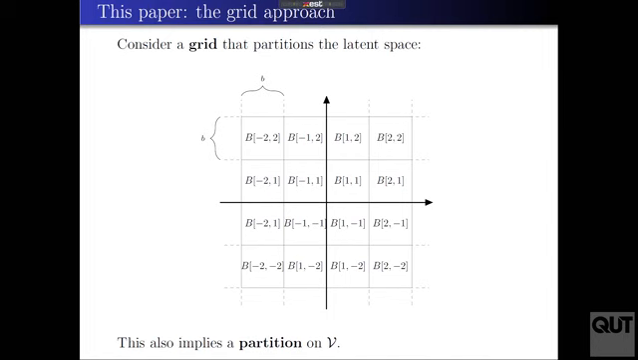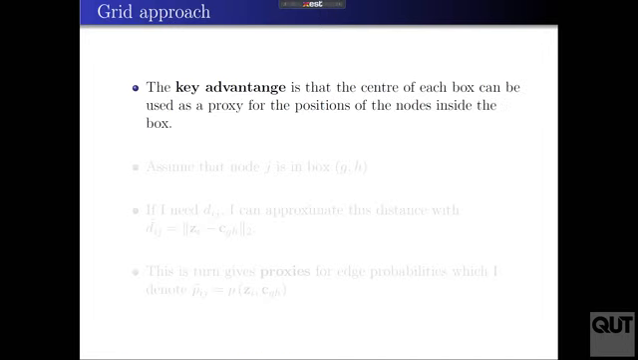And the situation we have is that whatever the latent position of a node, there is one and only one box that will contain it. So we're essentially partitioning the latent space, and we imply a partition on the nodes. Now, why is this advantageous? Well, because if I know that a node is inside a certain box, I can use the center of that box as a proxy for the latent position.